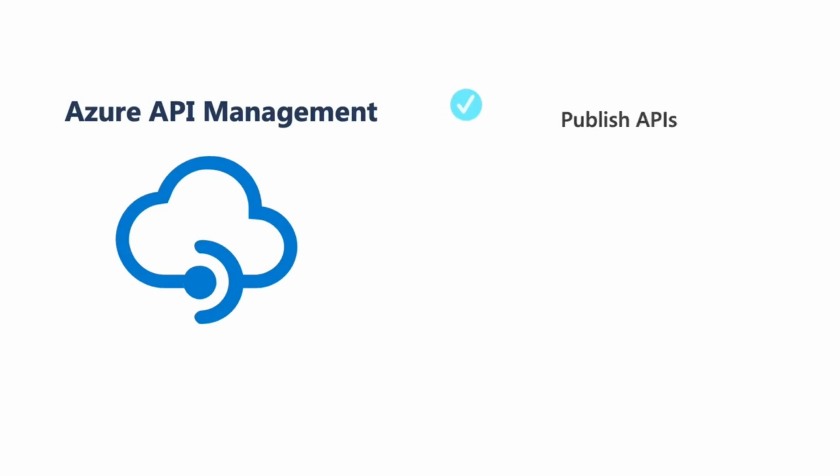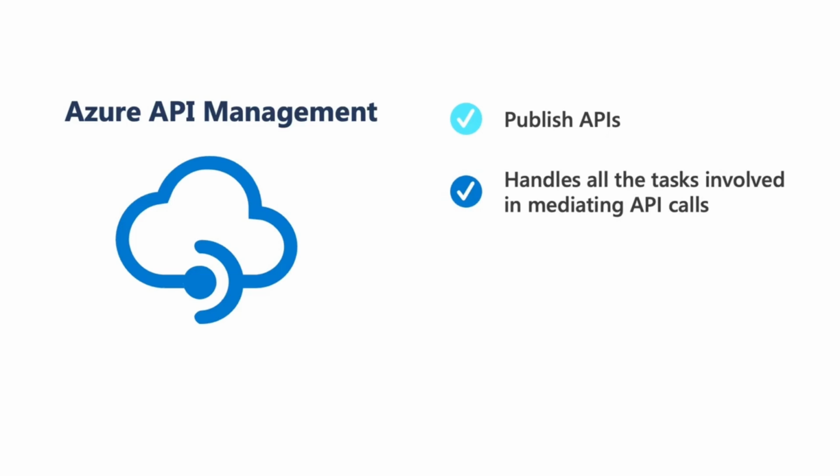It helps organizations publish APIs to external partner and internal developers to unlock the potential of their data and services. API management handles all the tasks involved in mediating API calls, including request authentication and authorization, rate limit and quota enforcement, request and response transformation, logging and tracing, and API version management. APIM enables you to create and manage modern API gateways for existing back-end services, no matter where they are hosted.